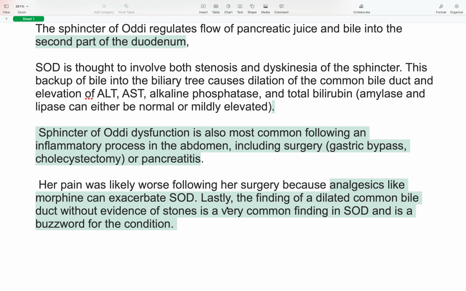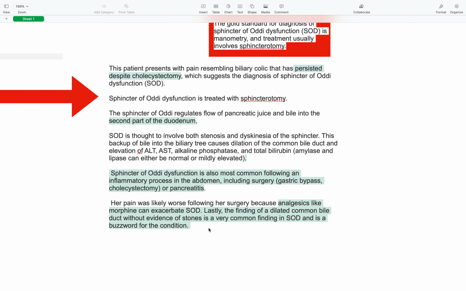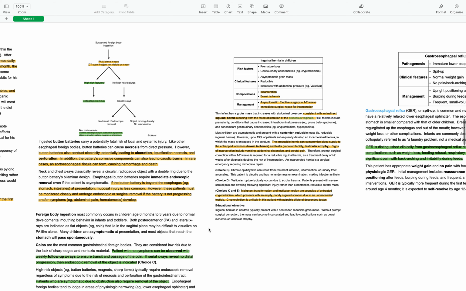Lastly, the finding of a dilated common bile duct without evidence of stone is a very common finding of sphincter of Oddi dysfunction and is a buzzword for the condition. So what's the buzzword for SOD? It is the dilation of the common bile duct without stone post cholecystectomy. Very important. So this is all about sphincter of Oddi dysfunction.